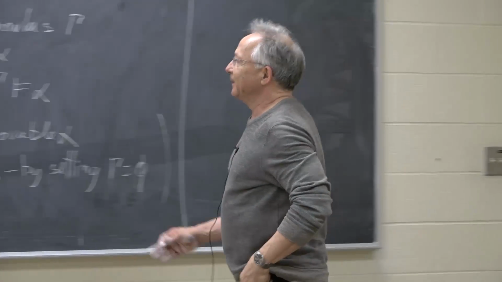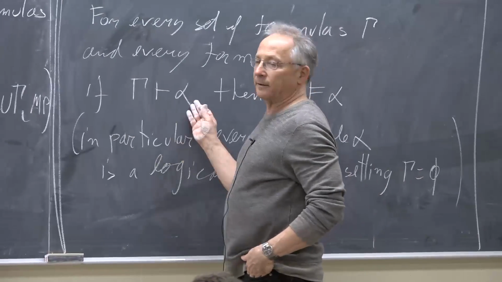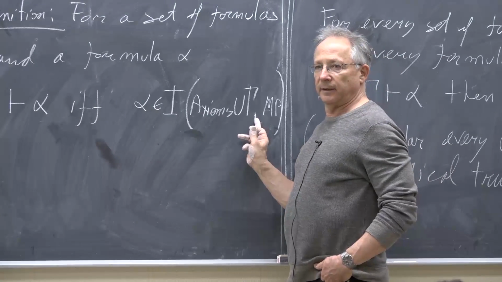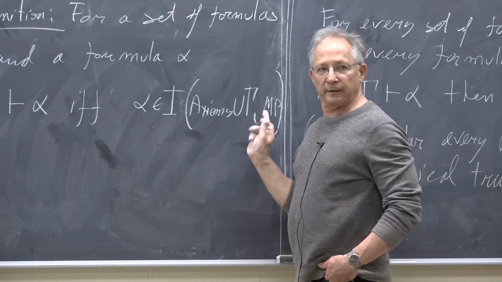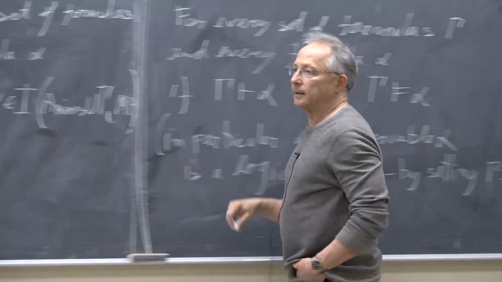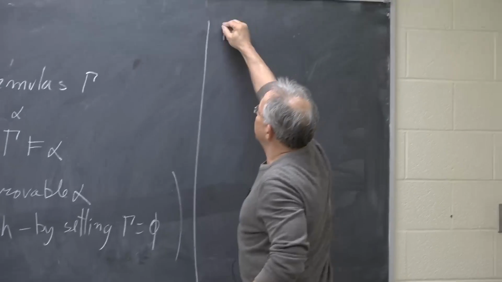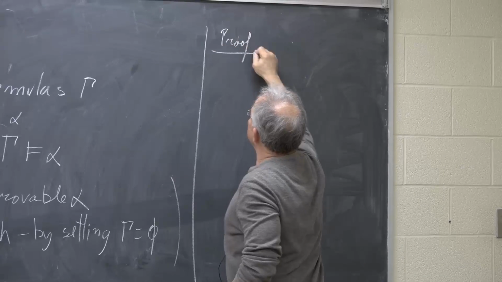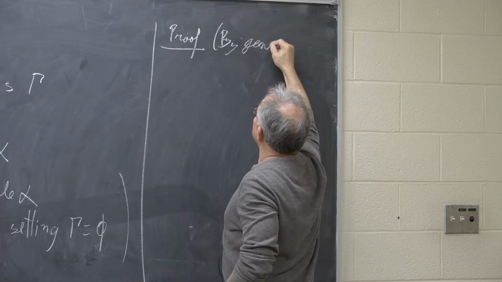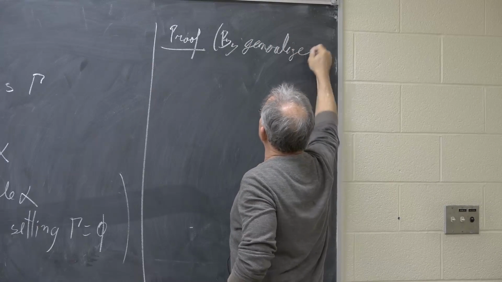So how am I going to prove it? By induction, right? Because, you see, for every alpha, what does this mean? This just means we see it here. It's for every alpha in the inductive set. So if I want to prove something for every alpha in the inductive set, I will use induction on this set. So the proof is by generalized induction.